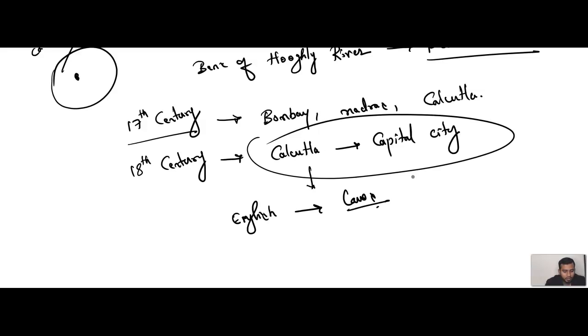Where all did the English establish their factories? You should write Surat, Agra, Ahmedabad and Bhuj. Even you have to include Surat also. Got it? Next question. When did the English take Madras from the king of Chandragiri?